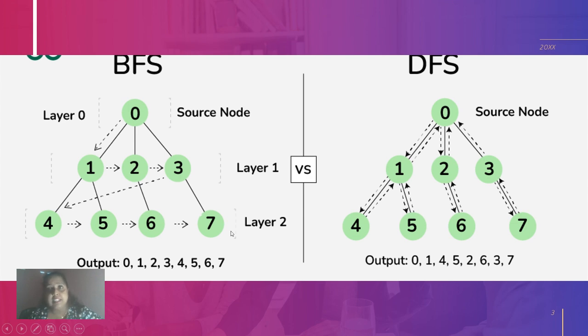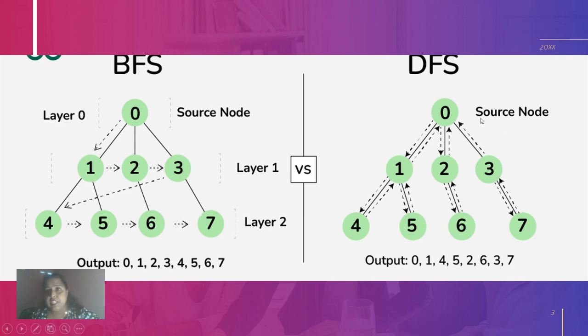Now let's consider depth first search. In depth first search, we start with the source node and it goes to the left branch. It completes the left branch completely. After that it goes to the middle branch or branches and completes them one by one. And after that it goes to the right branch. Now let's see how it generates the output.